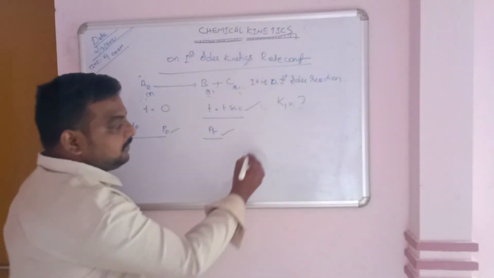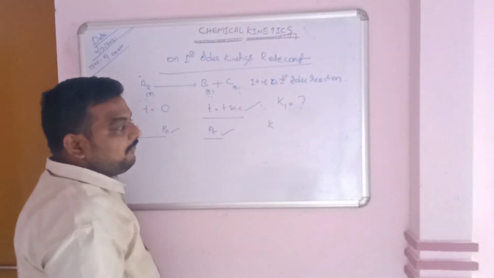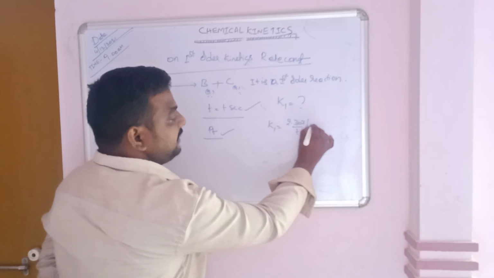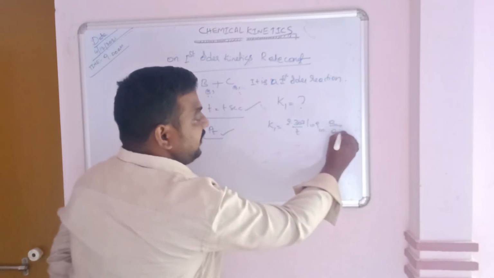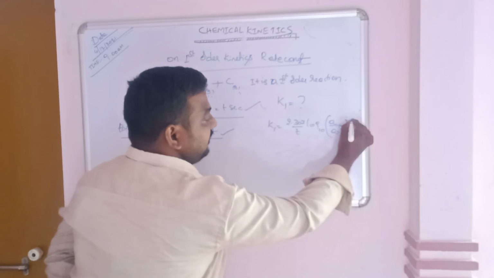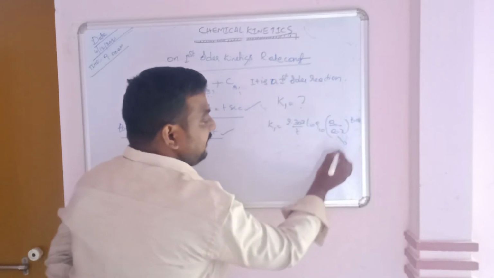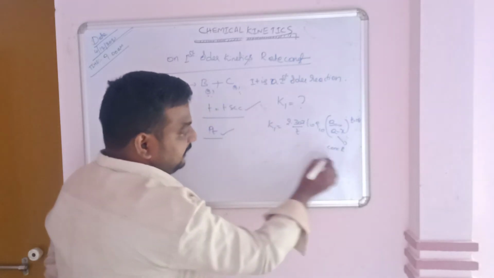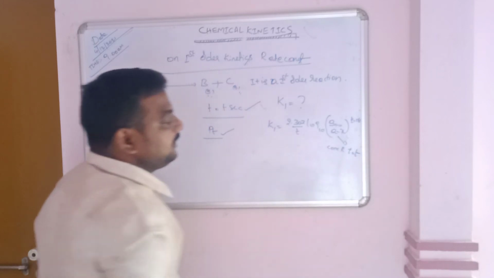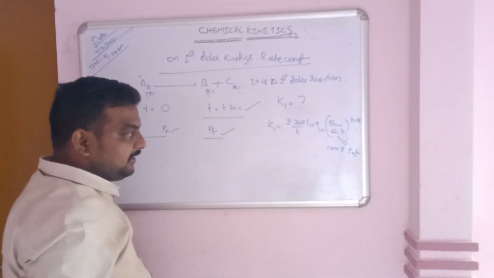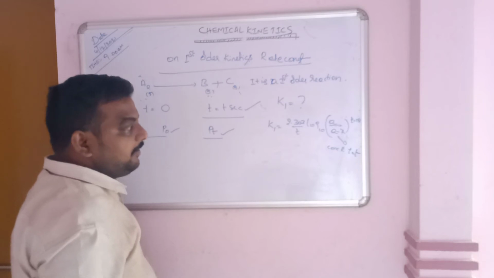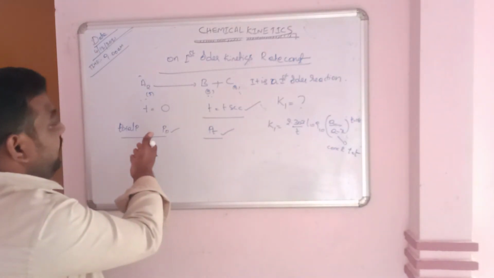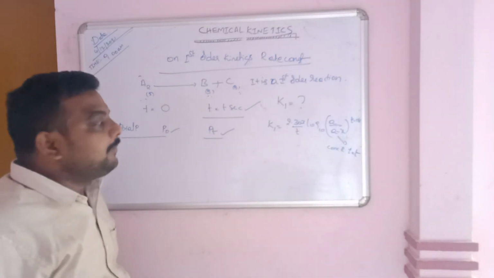First, we know the first order reaction in terms of concentration. K1 is equal to 2.303 by t log10 a by a minus x, where a is the initial concentration at time t = 0 seconds, and a minus x is the concentration of reactants at time t seconds. x is the amount of reactant consumed during the progress of the reaction. Understand? But in the question, concentration terms are not given, pressures are given.